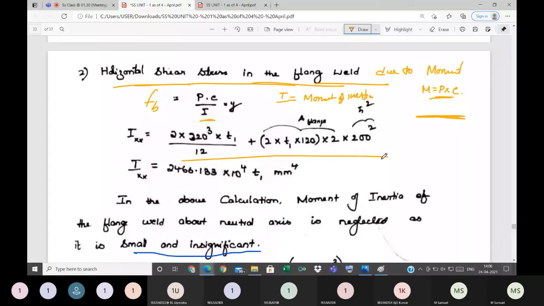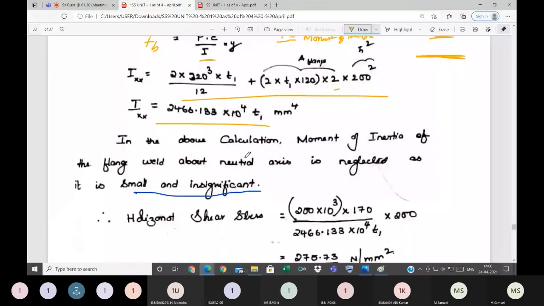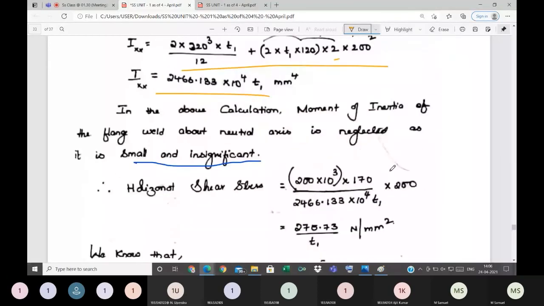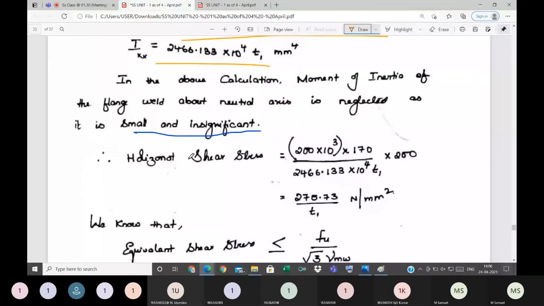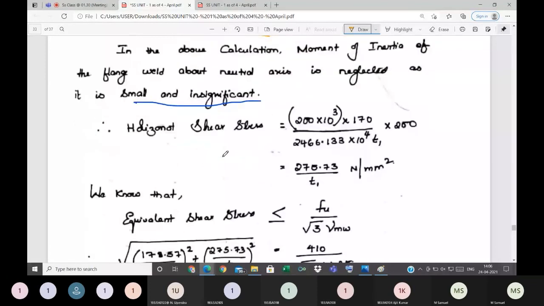Okay, so by calculating it, you will get the I value also in terms of T1. So simply substitute in the above calculation. The moment of inertia of the flange weld about the neutral axis is neglected as it is very small and insignificant. Okay, as it was. So now find out the horizontal shear stress Fa.